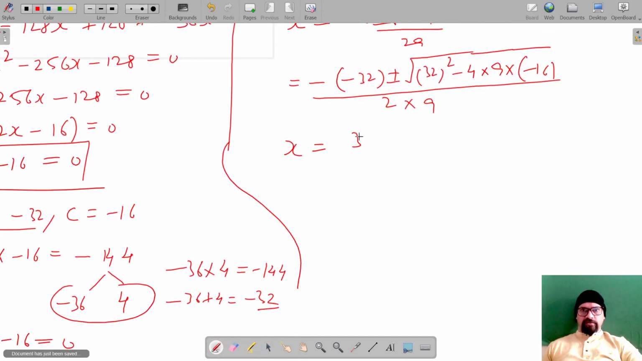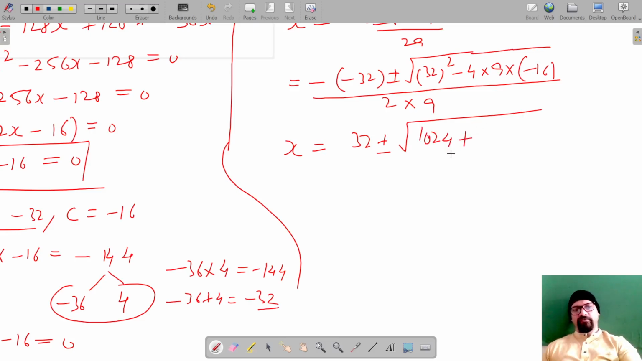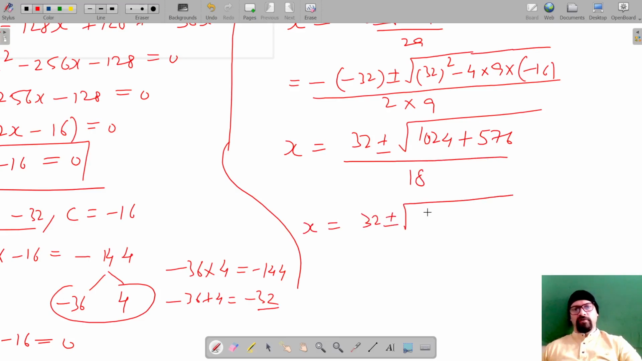Minus of minus 32 is plus 32. 32 square is 1024. Minus minus is plus. 9 fours are 36, and 36 into 16 is 576. So this is 576 upon 4 into 9, which is 18. So x is equal to 32 plus minus root of 1024 plus 576.